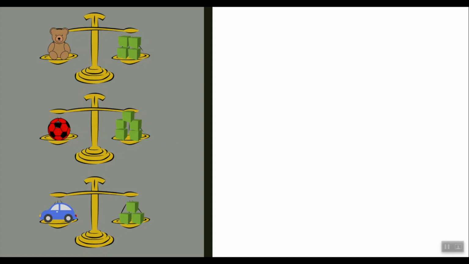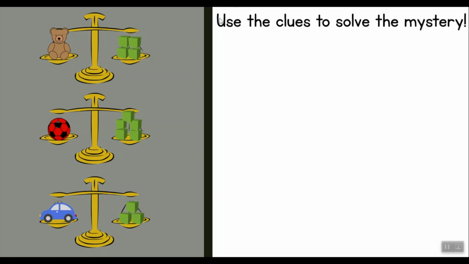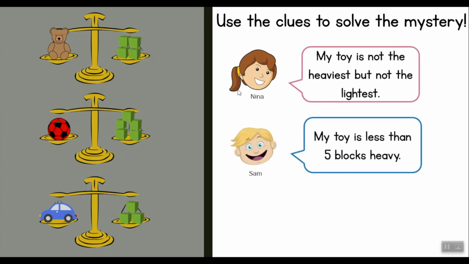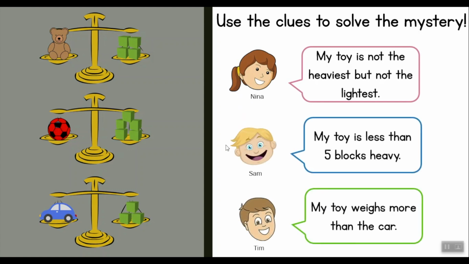this activity is about. We read, use the clues to solve the mystery. Okay, so we must follow the clues that these children are giving us to see which of these toys belongs to which child. Nina is saying, my toy is not the heaviest, but not the lightest. Sam is saying, my toy is less than 5 blocks heavy. And finally we have Tim, who is telling us, my toy weighs more than the car.